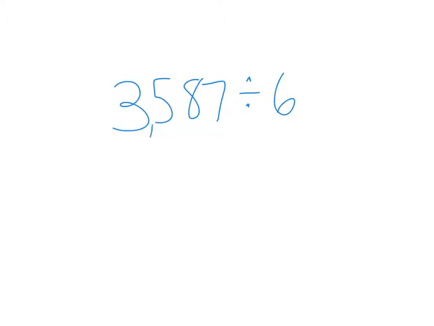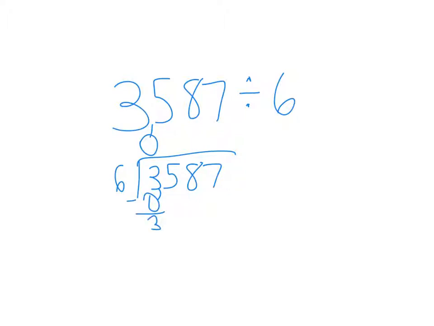So new problem here. I'm going to make a different mistake this time around and show you how to fix it. 3,587 divided by 6. So again, the divisor goes on the outside. The dividend goes on the inside. How many times does 6 go into 3? It goes in 0 times. So 0, subtract, bring down. Now I'm going to bring down the 5.